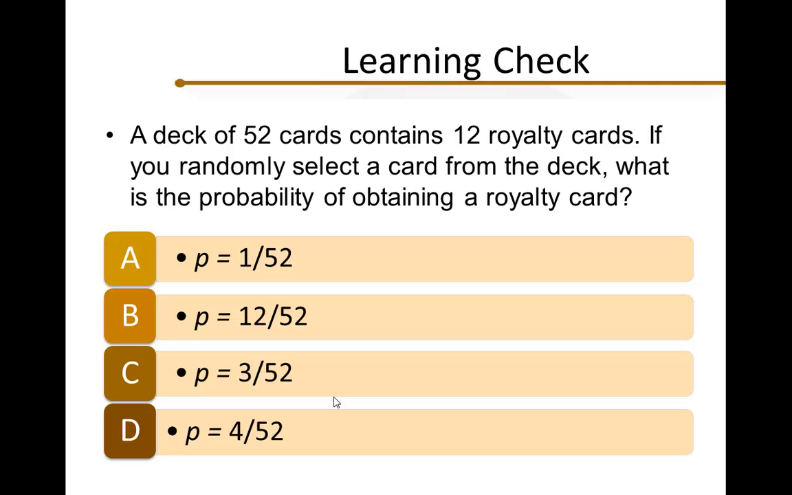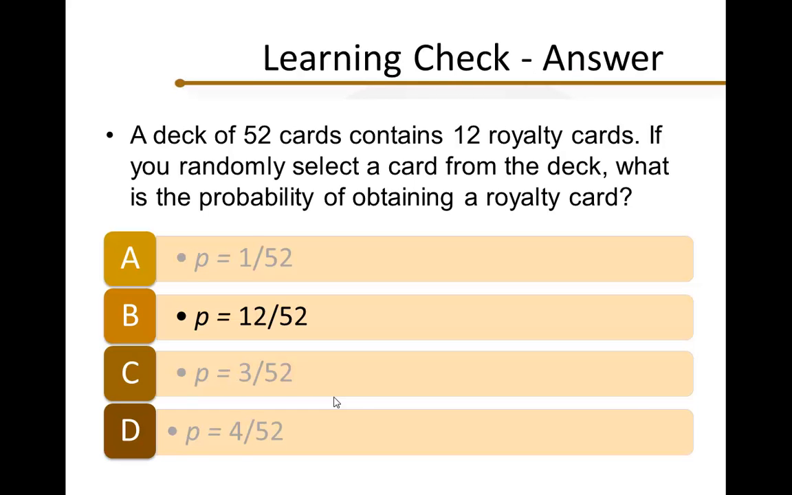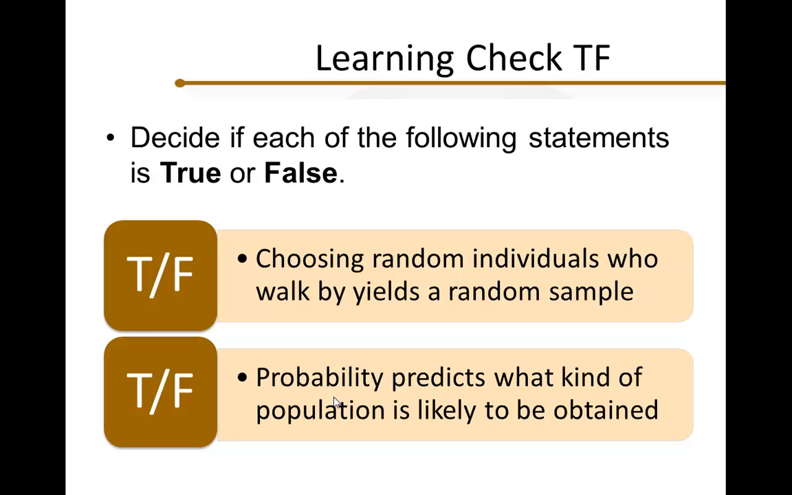A deck of 52 cards contains 12 royalty cards: kings, queens, and jacks. If you randomly select a card from the deck, what is the probability of obtaining a royalty card? How would you set that formula up? It'd be 12 out of 52. Remember, the number of things that you're looking for divided by the total number in the population.